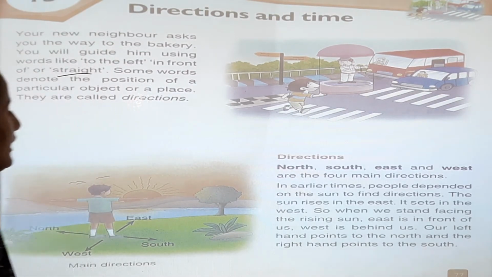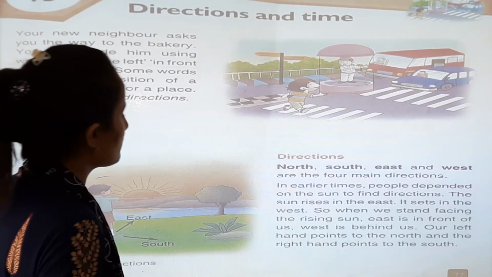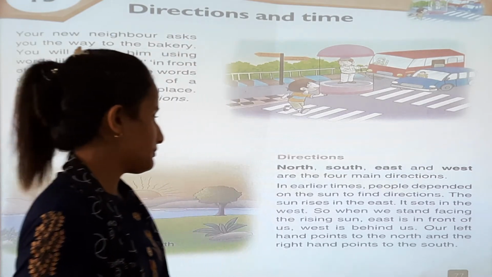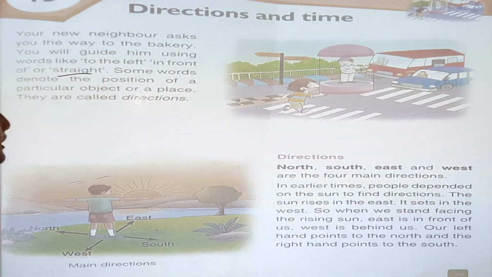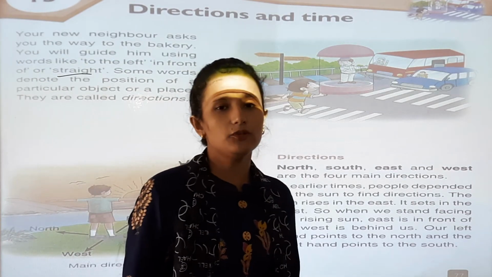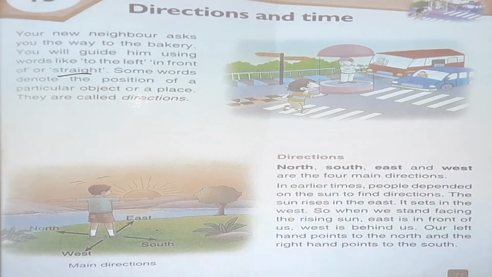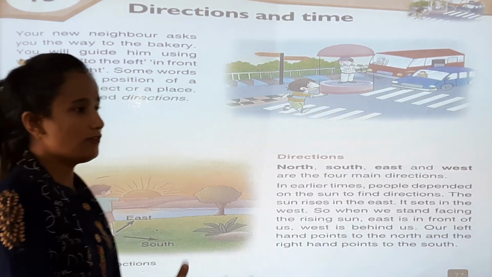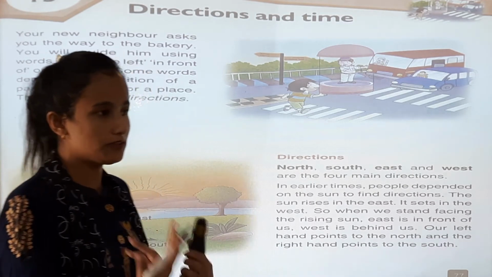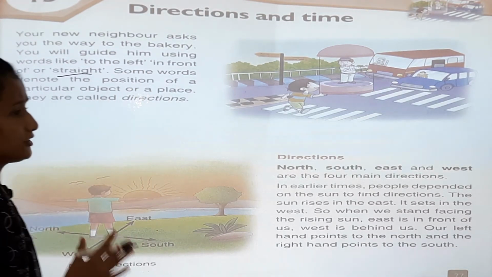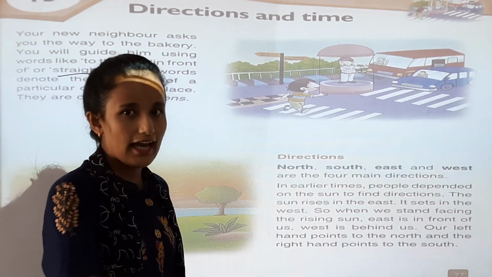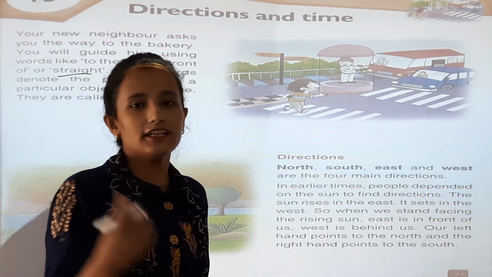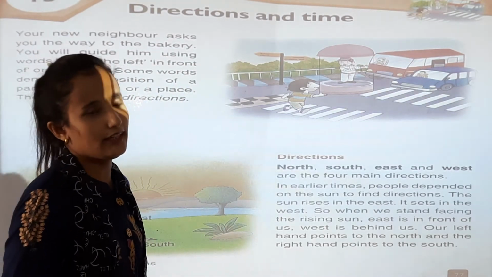Now our left hand points to the north and the right hand points to the south. So these are the examples by which you can direct yourself. For example, if you want to direct someone, how will you say it? The sun rises from the east and sets in the west. That's how you can direct them, okay?